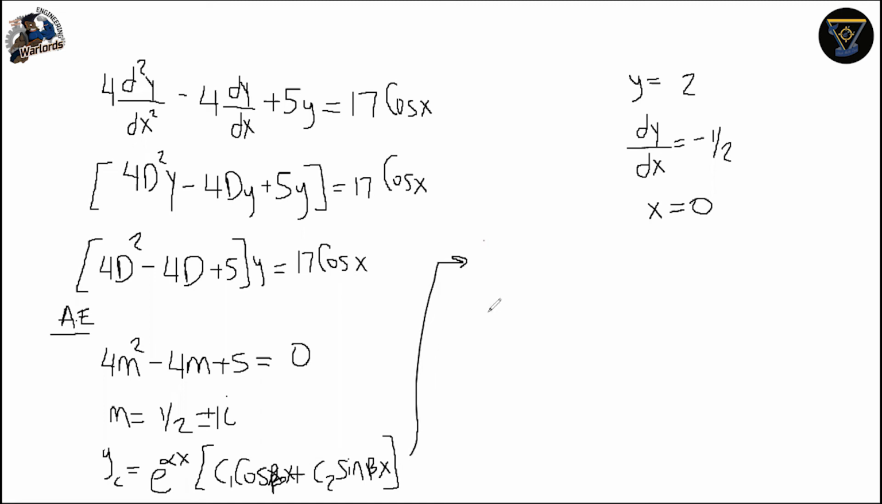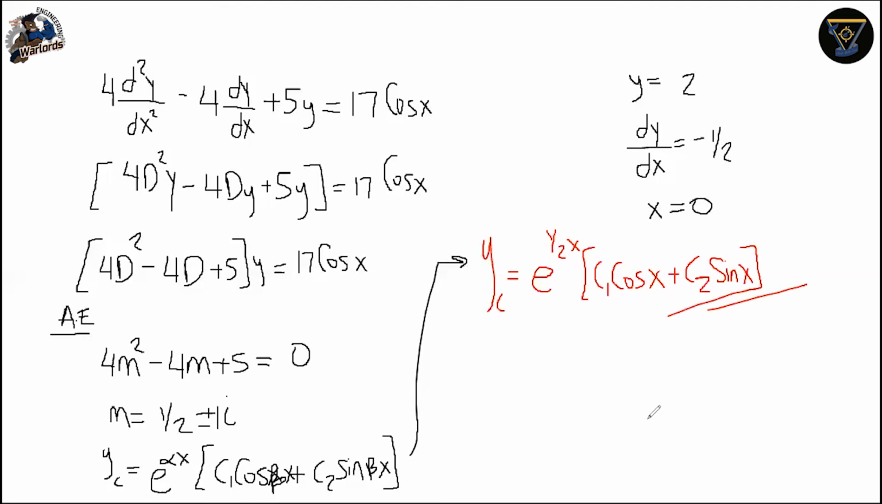So now we're saying that yc is equals to e to the half x, open bracket, c1 cos beta x, and beta is 1, so it's just going to be x, plus c2 sine x. And this is your yc.